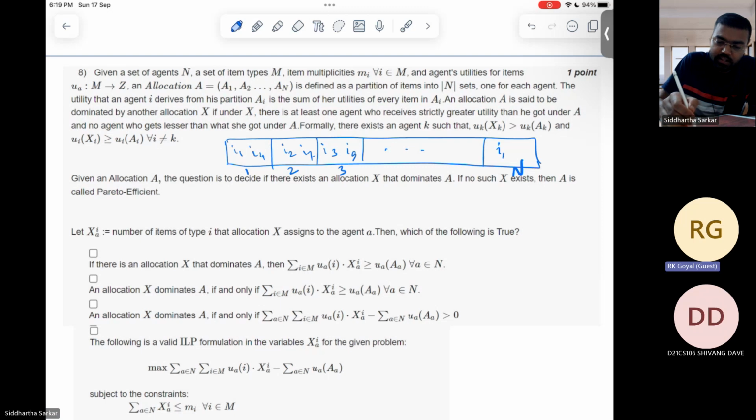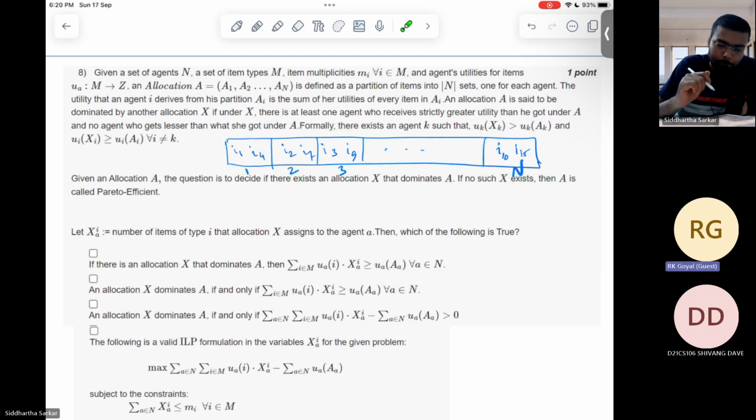Is it a coincidence that we have the same number of items and the same number of agents? Basically, this allocation is defined as a partition of the items into n sets, and we have the same number of agents as well. No, the number of boxes is equal to the number of agents. Every box corresponds to an agent. The first box is for agent 1, the second box is for agent 2, the third box is for agent 3. Because there are n agents, there are n boxes.